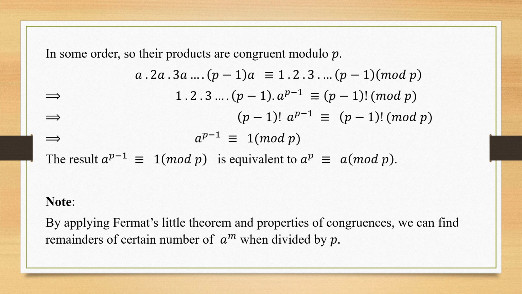Note, by applying Fermat's little theorem and the properties of congruences, we can find remainders of certain numbers a to the power m when divided by p. There is no absolute need that there should be a minus 1 in the exponent. So we can have it as 2 raised to the power p. So always remember, a raised to the power p minus 1 is congruent to 1 mod p is equivalent to a raised to the power p is congruent to a mod p.